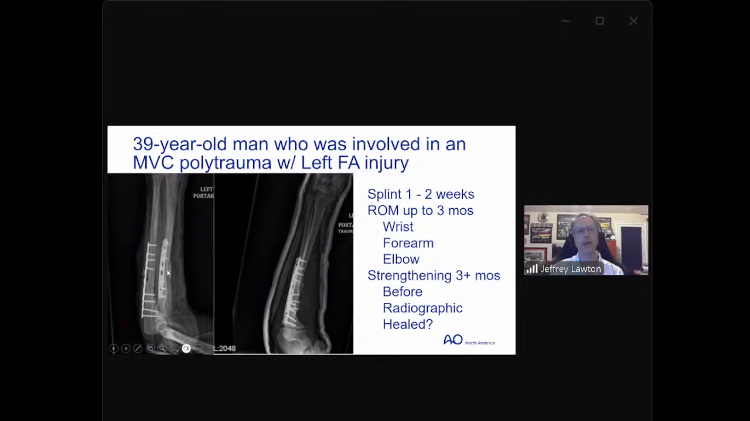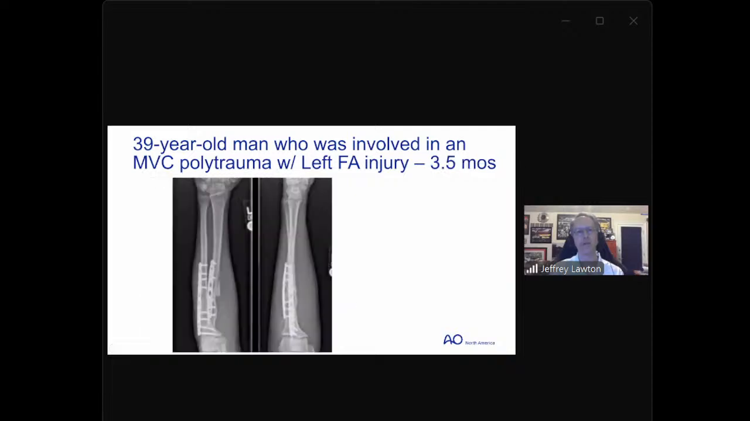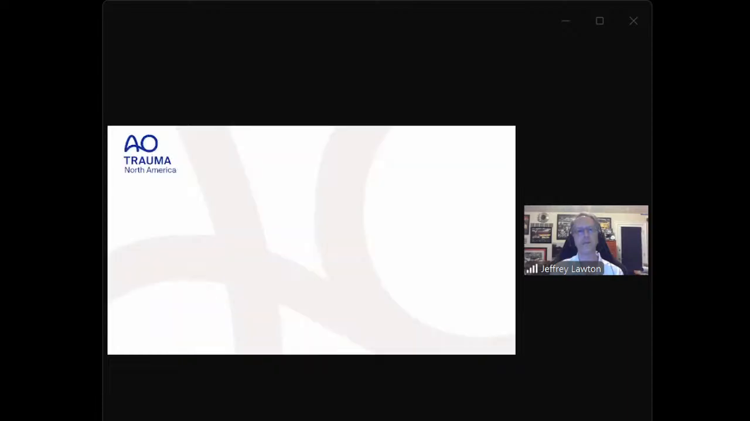In this case, this person was a polytrauma, so I actually got 8 cortices above and below because I knew I was going to let him weight bear a little bit sooner. And here he is at 6 weeks, and then here he is at 3.5 months, nicely healed.